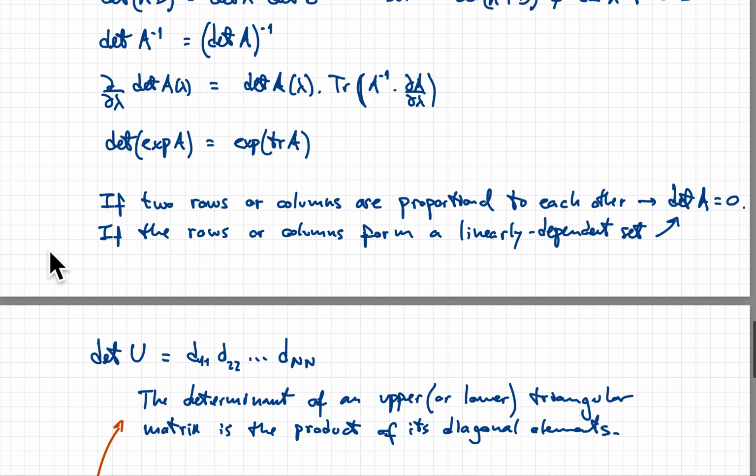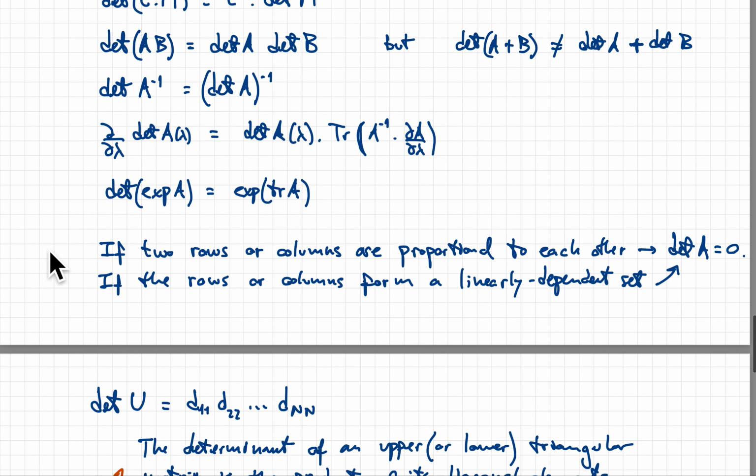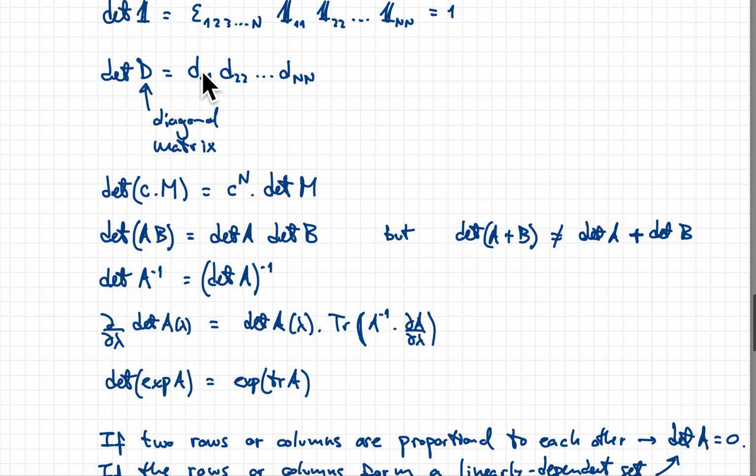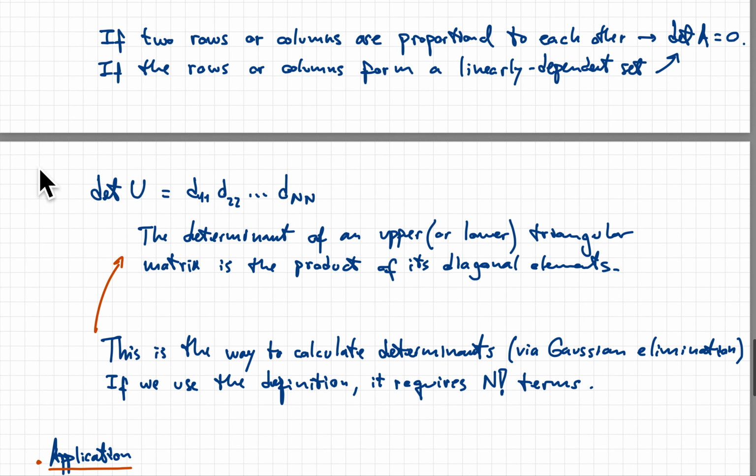Now, in a more practical direction, not only is the determinant of a diagonal matrix equal to the product of the diagonal elements, it turns out that if your matrix is upper triangular or lower triangular, you can show, using the same definition that we discussed before, that the determinant is equal to the product of the diagonal elements.